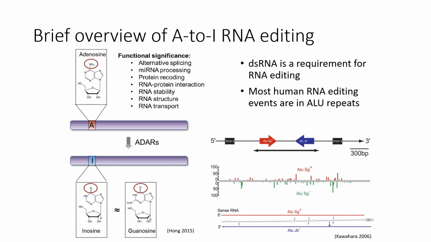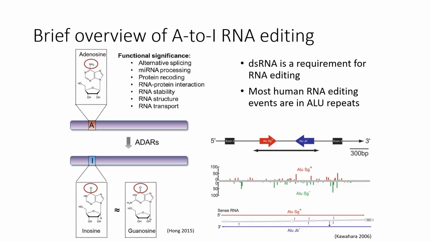Inosines are structurally similar to guanosine and are read by many cellular processes as guanosine. Additionally, inosines in RNA transcripts are reverse transcribed to guanosine in cDNA. There have been many documented downstream consequences of A-to-I RNA editing, such as protein recoding, altered splicing, and changes to RNA structure and stability. This process is driven by the ADAR family of enzymes.